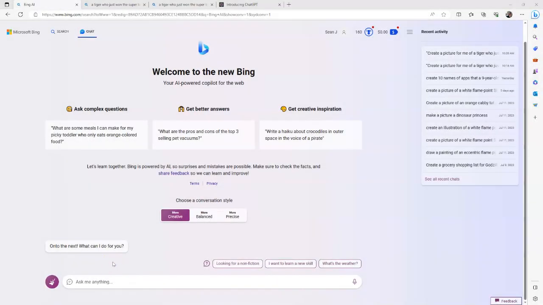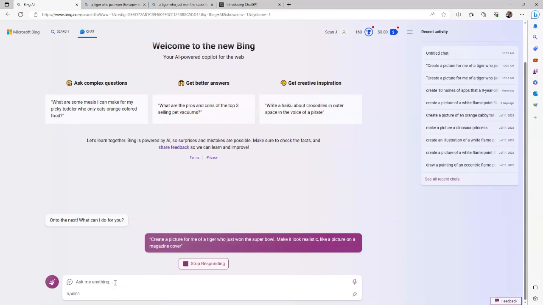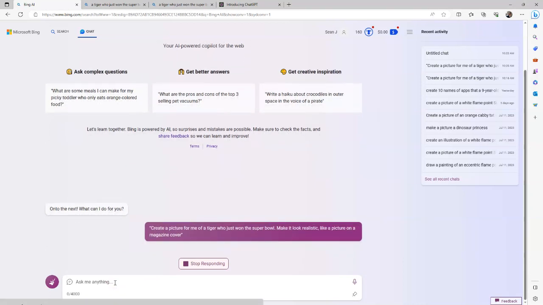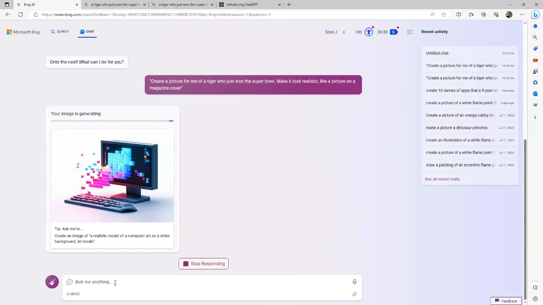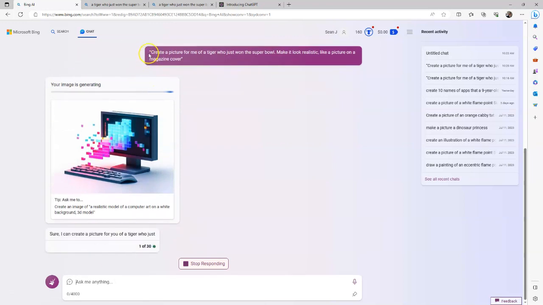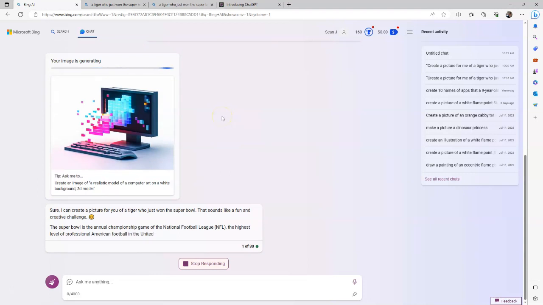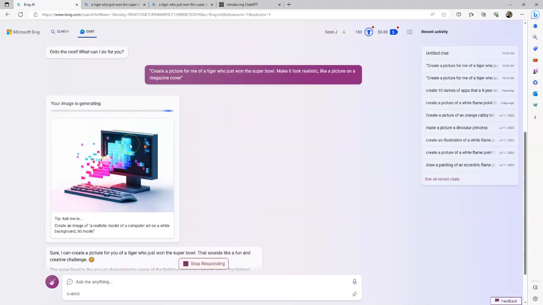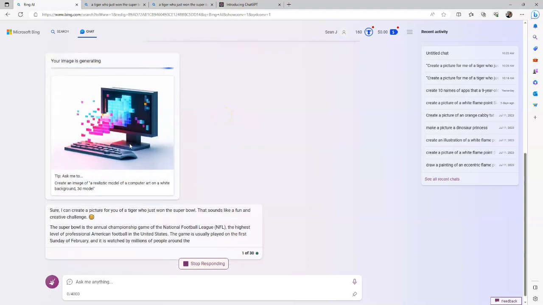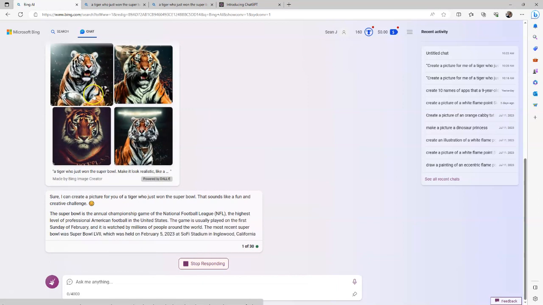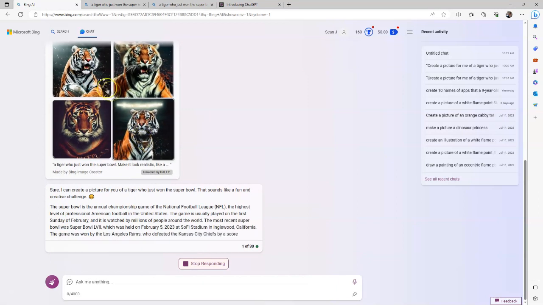Okay, so let's put in a prompt. How about something like, create a picture for me of a tiger who just won the Super Bowl. Make it look realistic, like a picture on a magazine cover. So first of all, notice that I typed this in plain English. I didn't use any kind of computer code or anything along those lines, just giving this program instructions. Specific, but not that detailed. And look at what it's able to produce in just a few seconds.